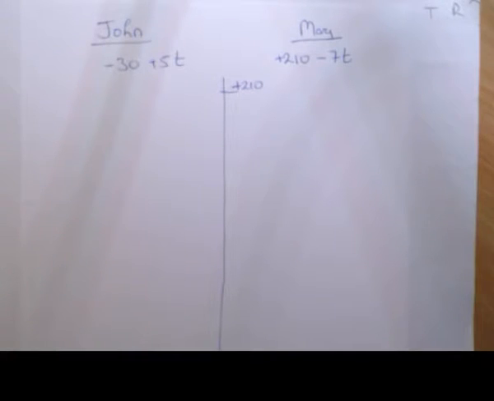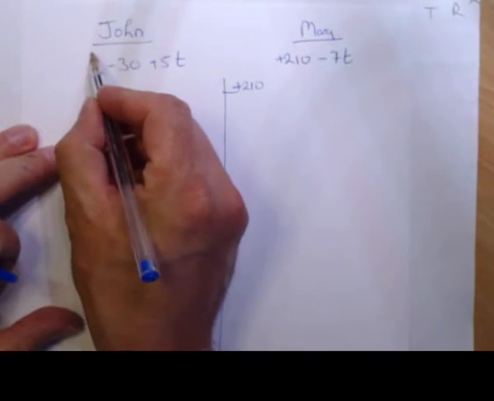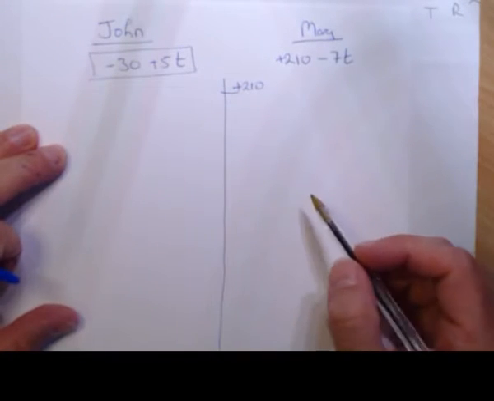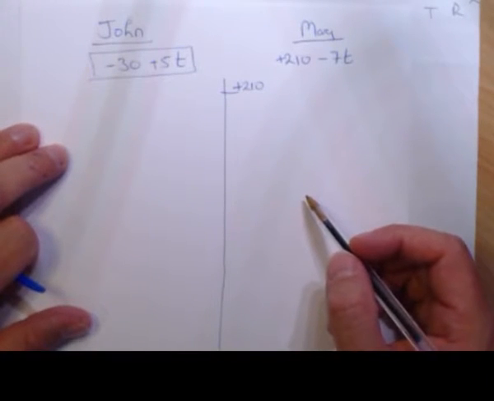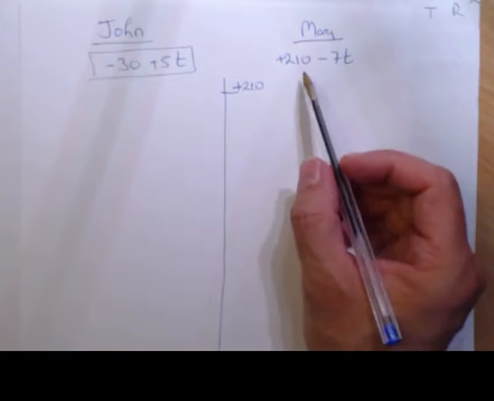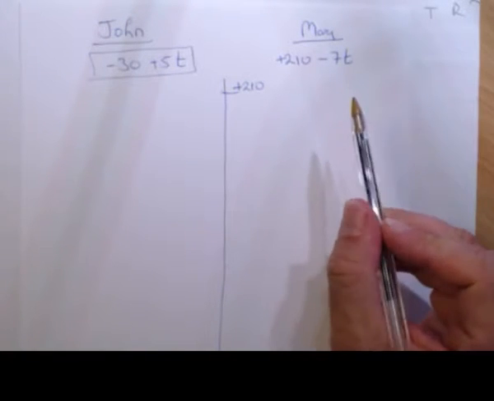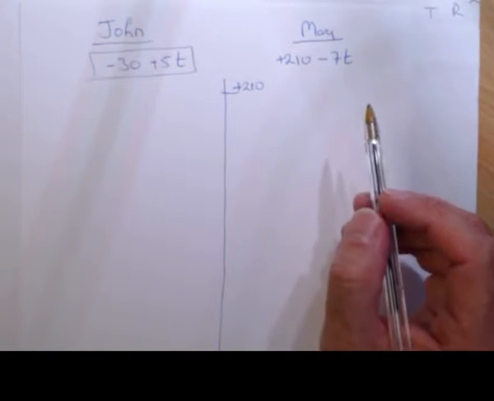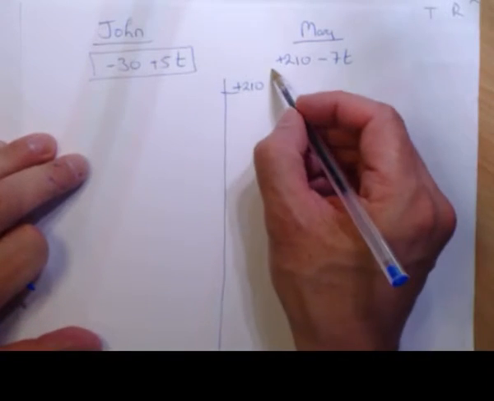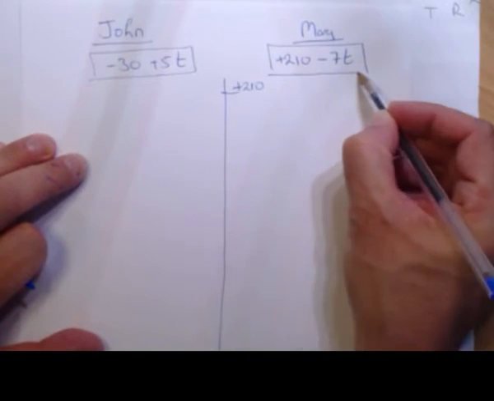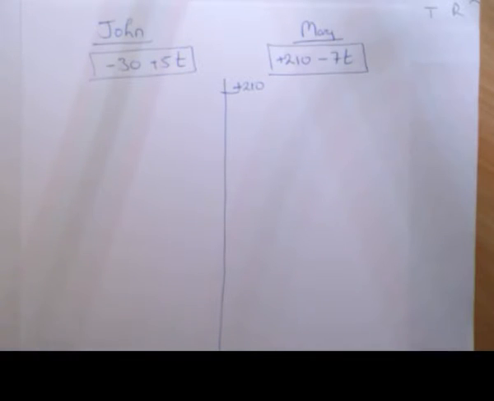So hello and welcome, and today we're going to be looking at the concept of balancing. We're going to imagine that John is 30 meters underground and is traveling upwards at 5 meters every second, and we have the expression minus 30 plus 5t to tell you where he is. We're going to imagine that Mary is 210 meters above ground and is traveling downwards at 7 meters every second, and we have this expression here to tell us where she is.